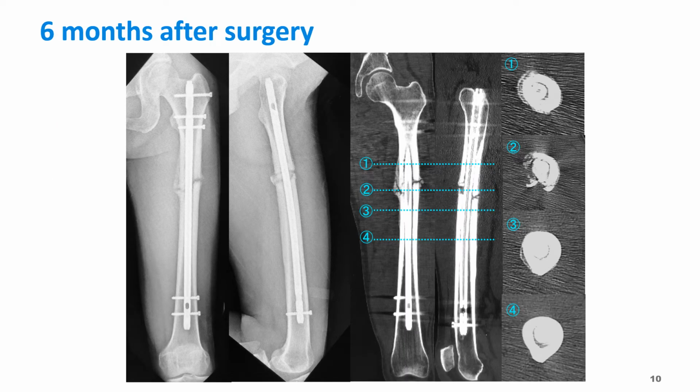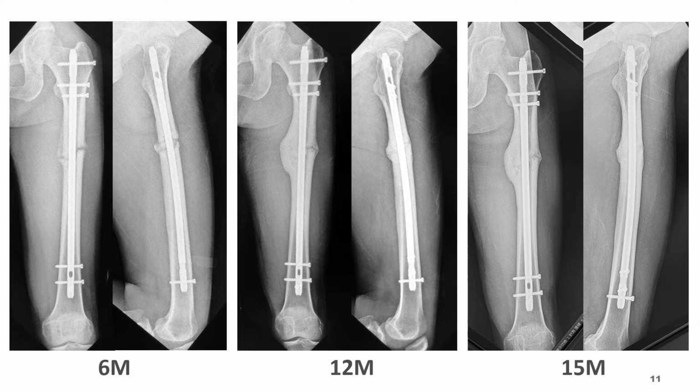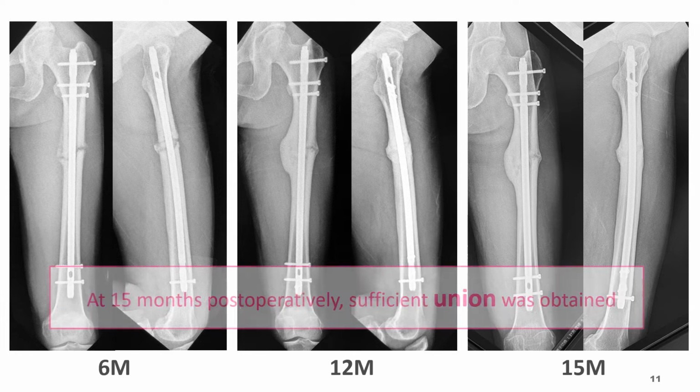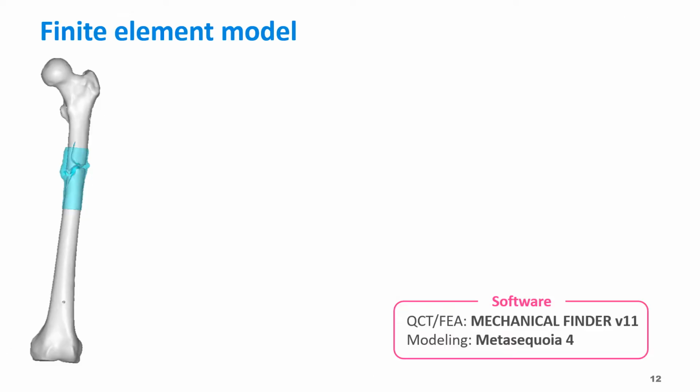X-rays and CT images at 6 months after the surgery show that there was no continuity even though callus was formed, and there was concern about lack of fixation and the possibility of hypertrophic non-union. After that, bone healing progressed mainly on the medial side, and at 15 months postoperatively, adequate healing was considered to be achieved. Here is the finite element model.